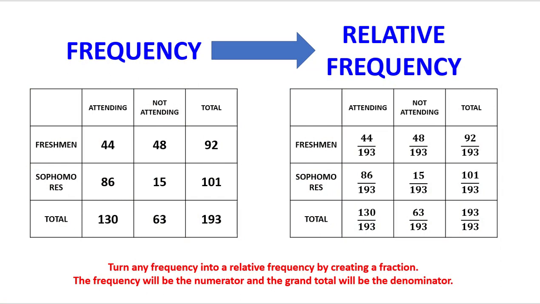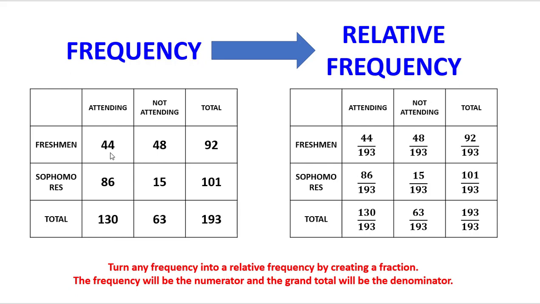So now I'm going to demonstrate how you turn a frequency into a relative frequency. These are what we call frequencies, when they're just the plain numbers that we calculated from the word problem. If we wanted to turn them into a relative frequency, meaning a fraction, decimal, or percent, we would have to do some calculations.